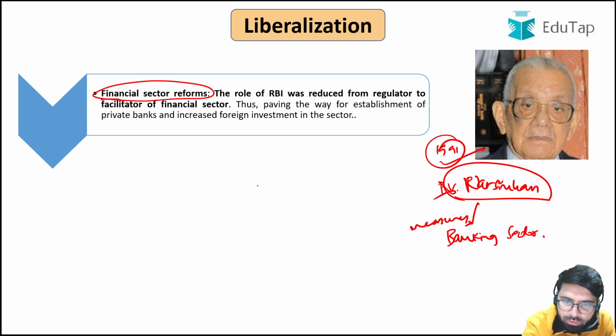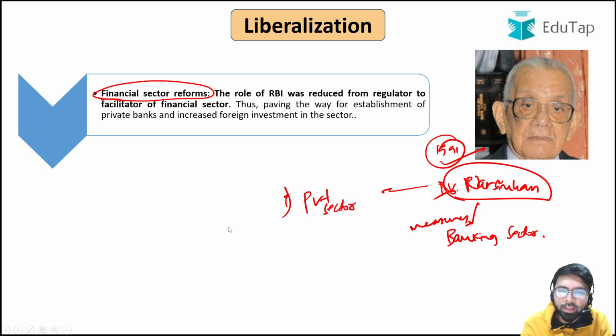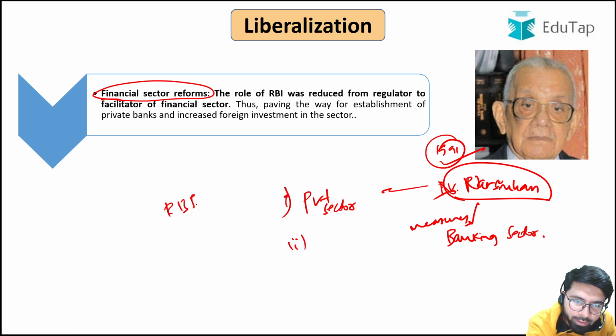So what exactly happened? As part of banking regulation, the first and foremost was competition. Here the private sector was introduced in the banking sector, which earlier was completely regulated by the RBI and the central government.